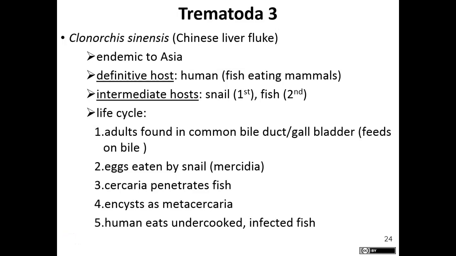Hello everyone. So in this video we're going to start by talking about Clonorchis sinensis. This is also known as the Chinese liver fluke. This worm is actually endemic to Asia. It's super common. So there's a definitive host, which is the human, and the intermediate host is the snail, and then it has a second intermediate host, a fish.